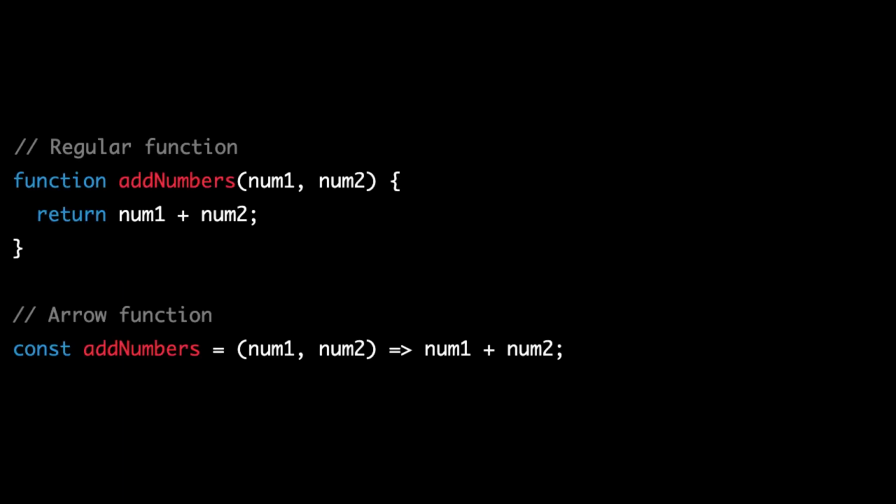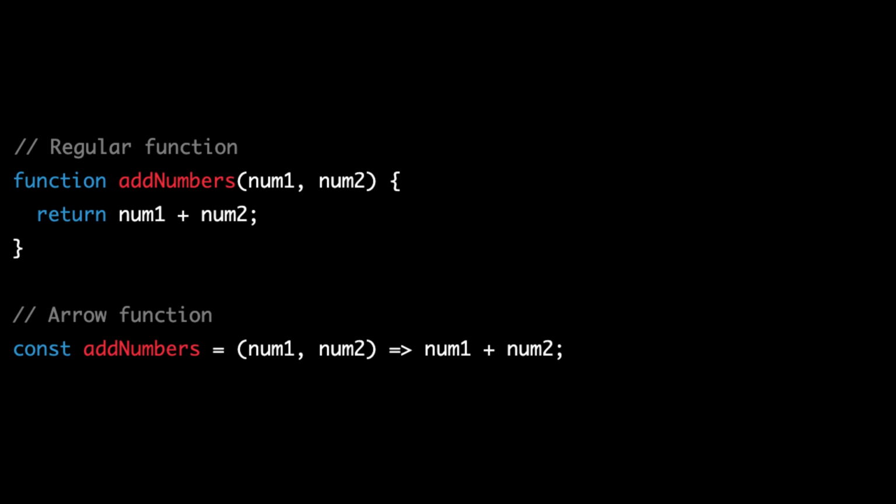Now we talk about arrow functions and their differences with regular functions in JavaScript. An arrow function is a shorthand syntax for writing a function in JavaScript. It was introduced in ES6 ECMAScript 2015 and provides a more concise way to write functions. Here's an example of a regular function and its equivalent arrow function.